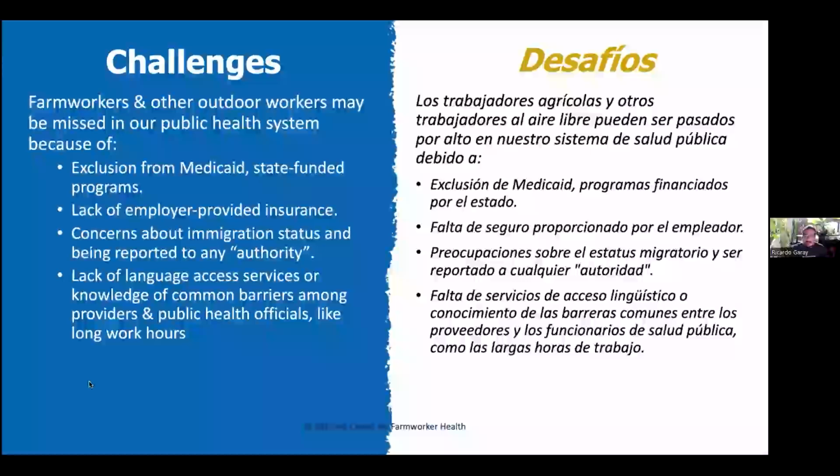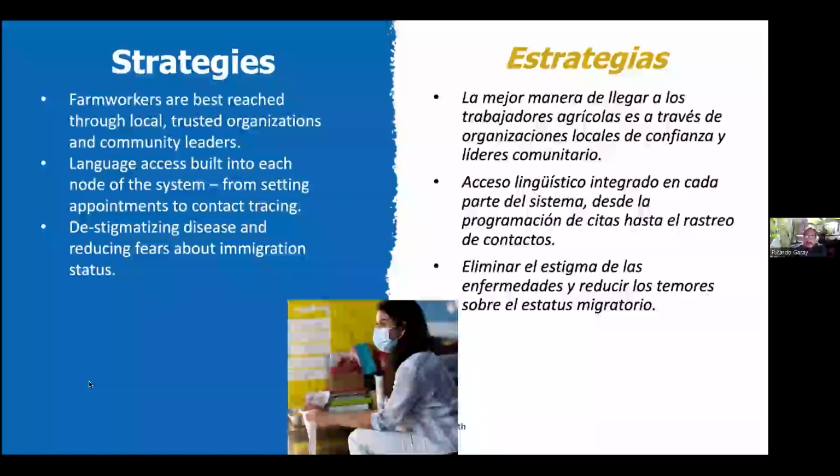including myself. I needed help at a point in time about this, and I was very afraid of being asked my immigration status, because I didn't know how they were going to use this information, and I could possibly lose my job. So I reiterate that this is a big challenge to access services when there is a lack of language access services or knowledge of common barriers by providers and public health officials, like long work hours. These are very common barriers that we need to bridge, and also to educate them, and for the community health workers to bridge. Again, linguistic access is a big challenge as well for these populations.